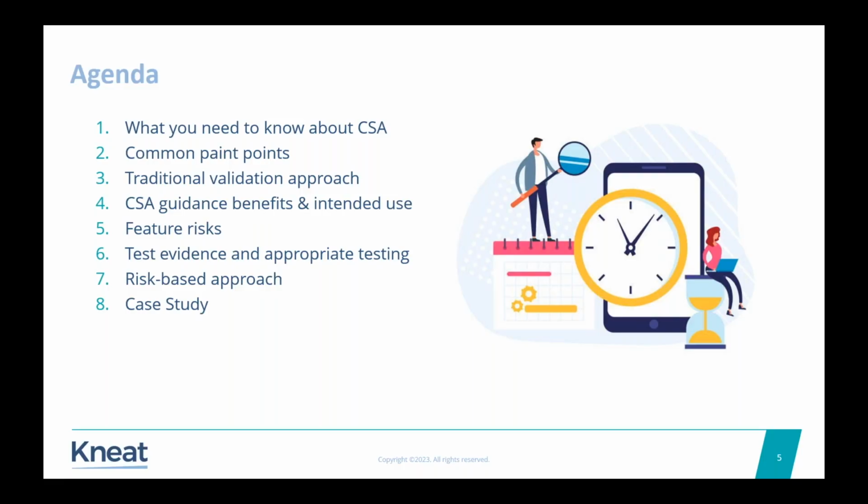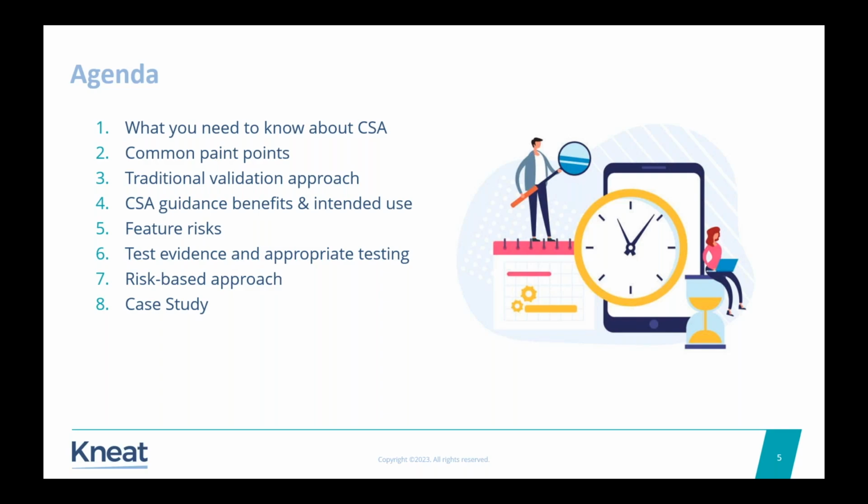We look at feature risks and system risks. How do we break a system down into features? How do we assess features, and why do we assess them? Are they different, etc.? We talk about test evidence and the appropriate level of testing required based on the risk associated with those features or the system itself.